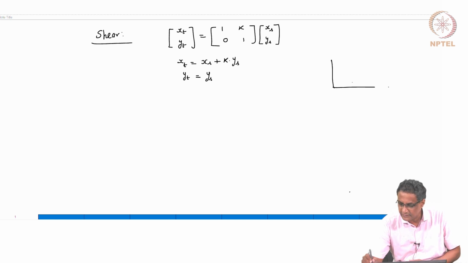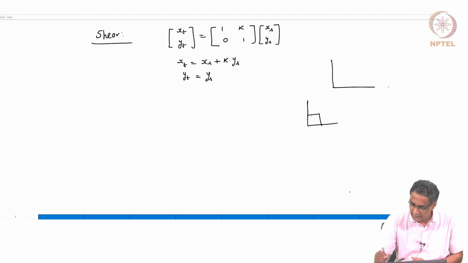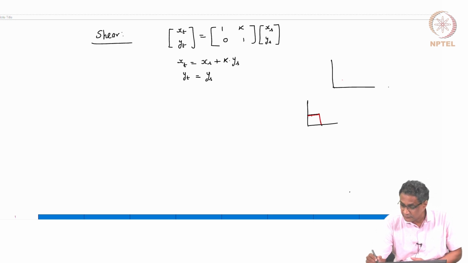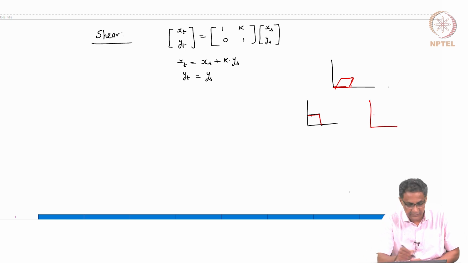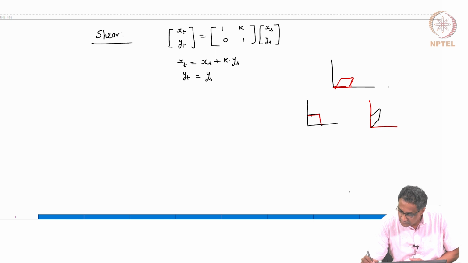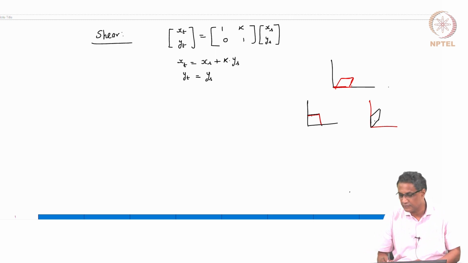So if you had a square like this, you can get a shear like that. Or if it is the other kind of shear, then it will look like this, depending upon whether the shear is along x or y. This is called the shearing operation.